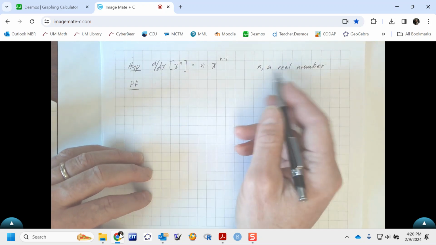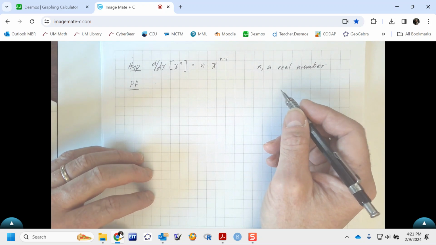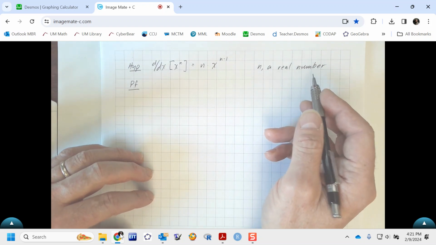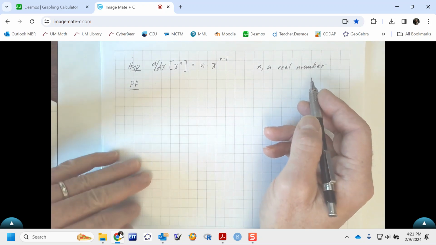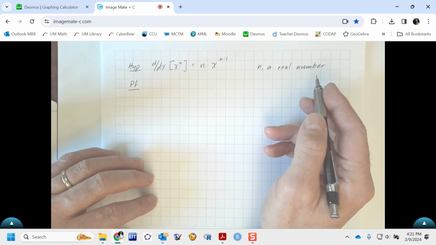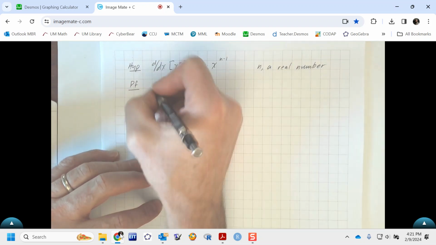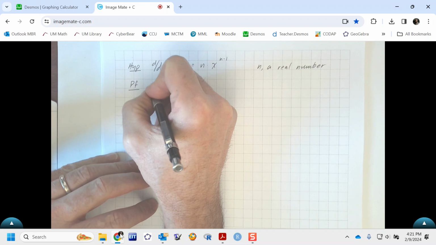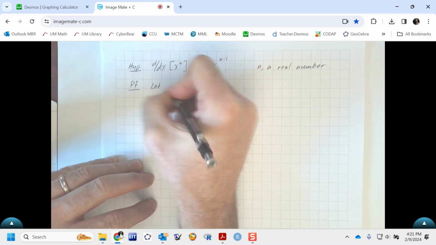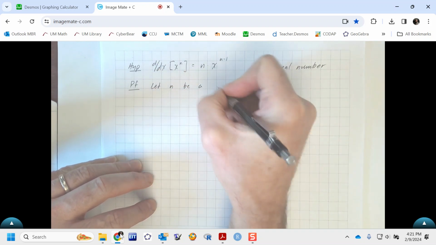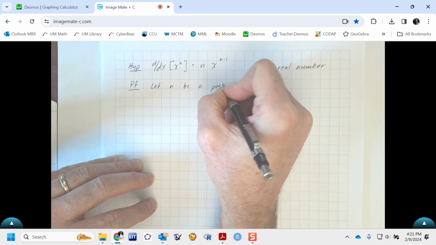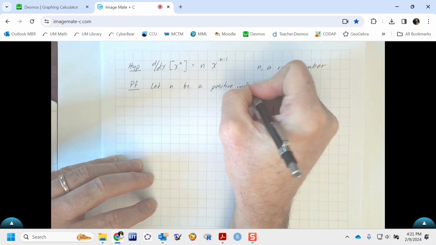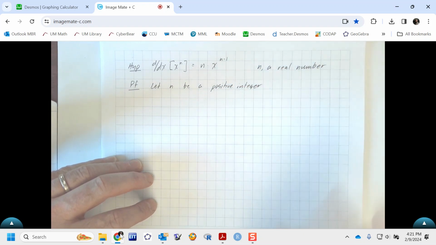It turns out that to prove it for all real numbers, we need some other differentiation artillery on board. So we'll come back to this and plug up the holes that we're going to miss. But let's go ahead and start out by proving this. Let n be a positive integer.